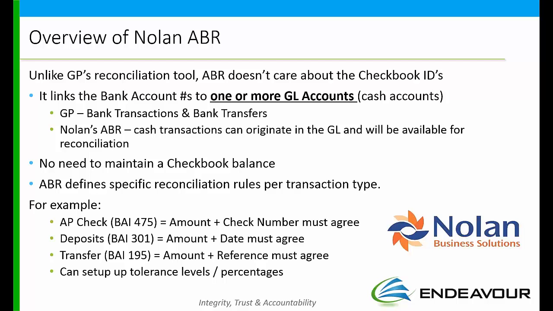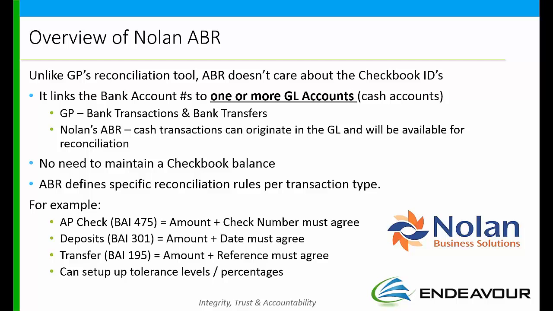Okay, so what is the main difference between Nolan ABR and the GP reconciliation tool? I think that it is that we don't care about the checkbook IDs, because we're going to be linking the bank account number to one or more GL cash accounts. It can be any GL account, but most times it will be a cash account.